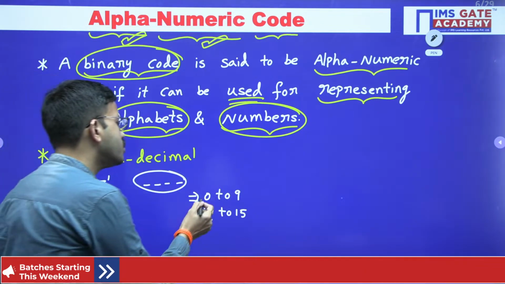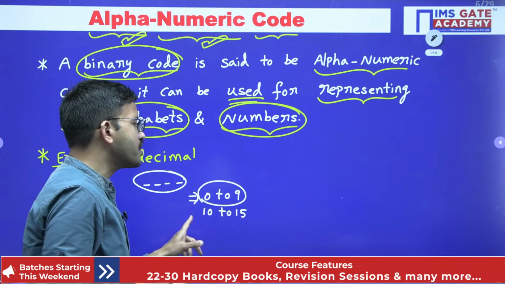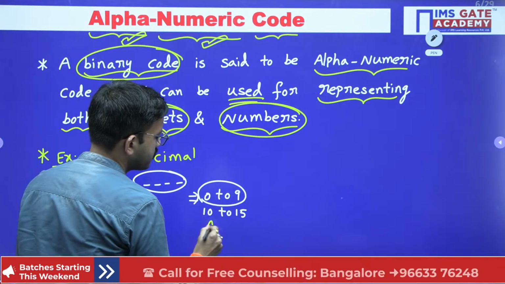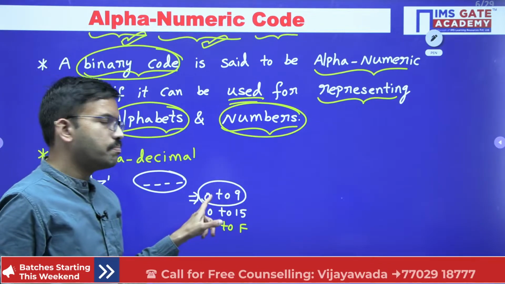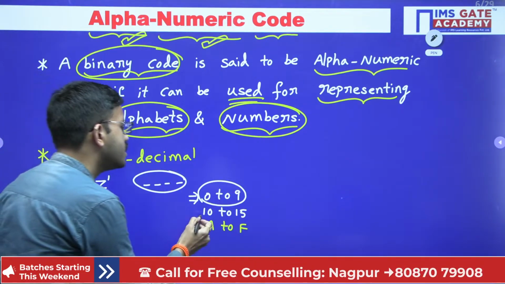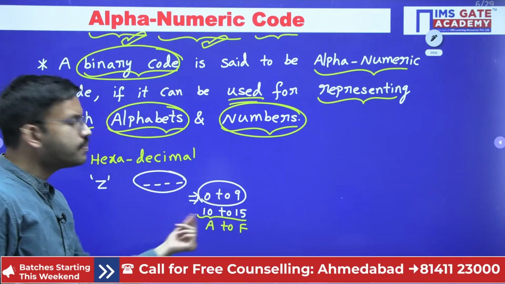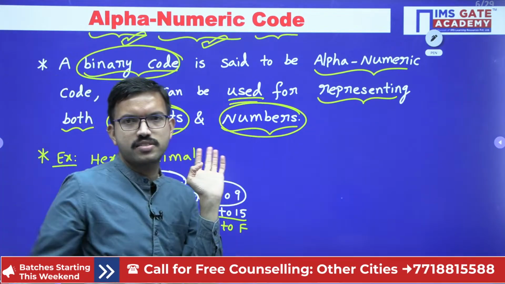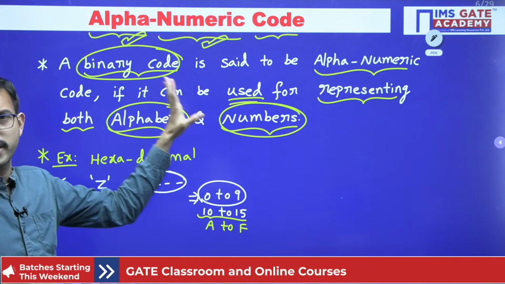0 to 9 you can represent with a single digit, there is no issue. But 10 to 15 you cannot represent with a single digit. That time we are using alphabets. 10 is nothing but A, 11 is nothing but B, like that. Since we cannot represent 10 to 15 with a single digit, we use alphabets. But here we are talking about a code for representing the alphabets, so the hexadecimal number system won't come under the example of this particular code.